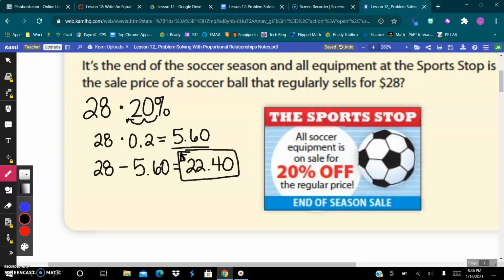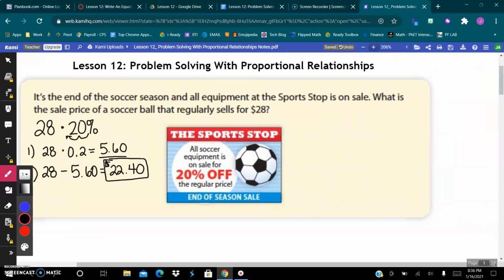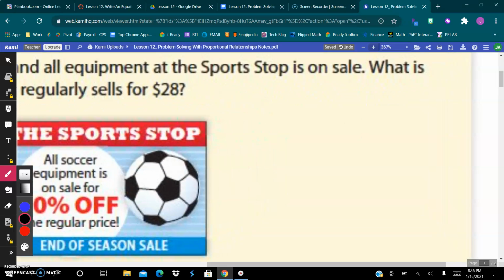So that's one way. That's kind of a two-step problem. We have to figure out what 20% is, and then we have to subtract that off of the original price. The other way that we could take a look at this is, if you think about the price, the regular price is 100%. You have to pay all of it. If you're going to take 20% off, that means there's 80% left to pay. So we could simply just take 28 and times it by 80% because that's what we have to pay.